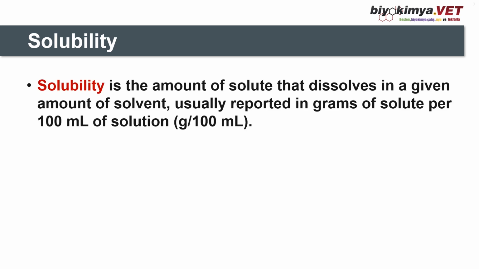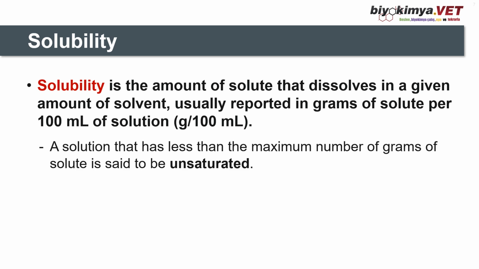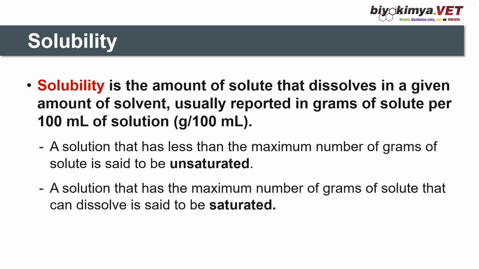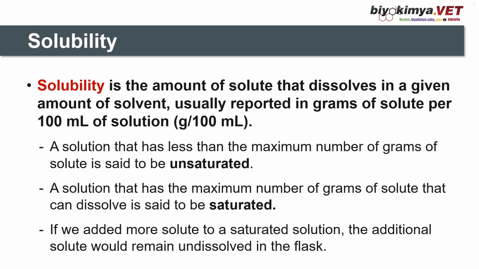And the new subtitle: solubility. Solubility is the amount of solute that dissolves in a given amount of solvent, usually reported in grams of solute per 100 milliliters of solution. In other words, gram per 100 milliliter. A solution that has less than the maximum number of grams of solute is said to be unsaturated. A solution that has the maximum number of grams of solid that can dissolve is said to be saturated. If we add more solid to a saturated solution, additional solid would remain undissolved in the flask.